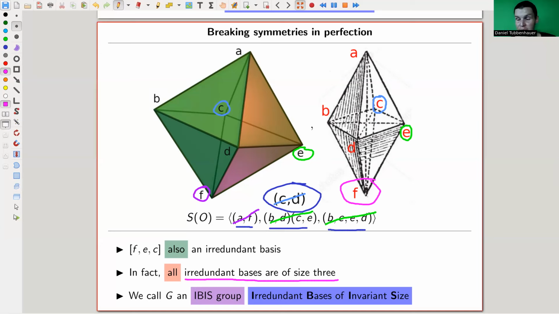And for the groups where this is true, they are called irredundant bases of invariant size. So that's where the IBIS name comes from. And I think this name is just made up because IBIS just sounds nice.